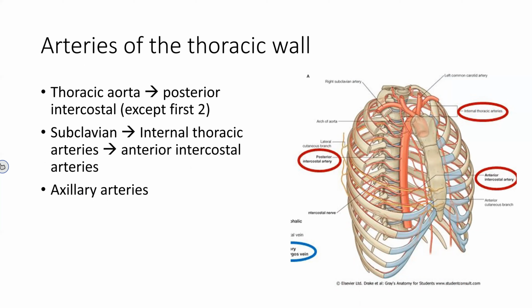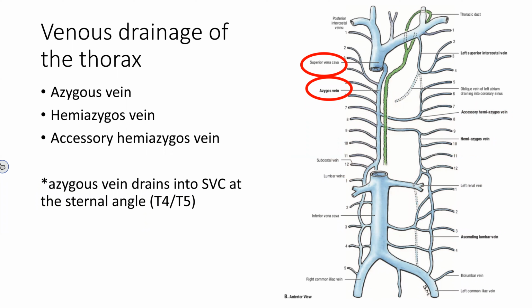Arteries of the thoracic wall. There are a fair few of them. The main ones are the thoracic aorta, which gives off the posterior intercostals, and the subclavian, which gives off the internal thoracic arteries, which then give off the anterior intercostal arteries. And venous drainage of the thorax: it can be useful to draw out this one, but you get the azygos vein draining into the superior vena cava, which is something else that happens at the angle of Louis.